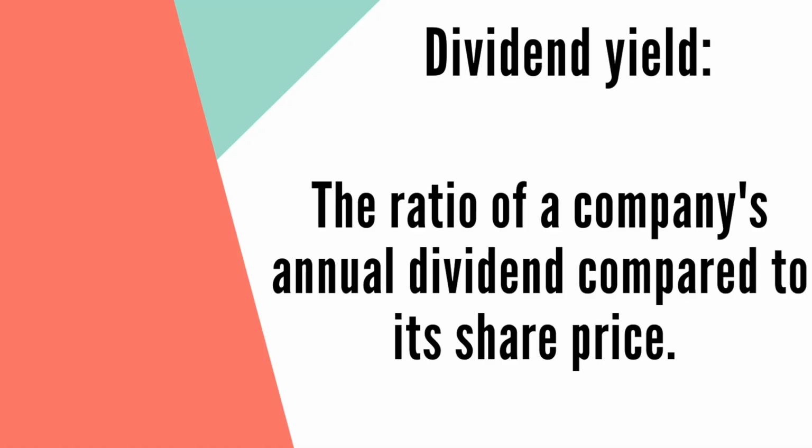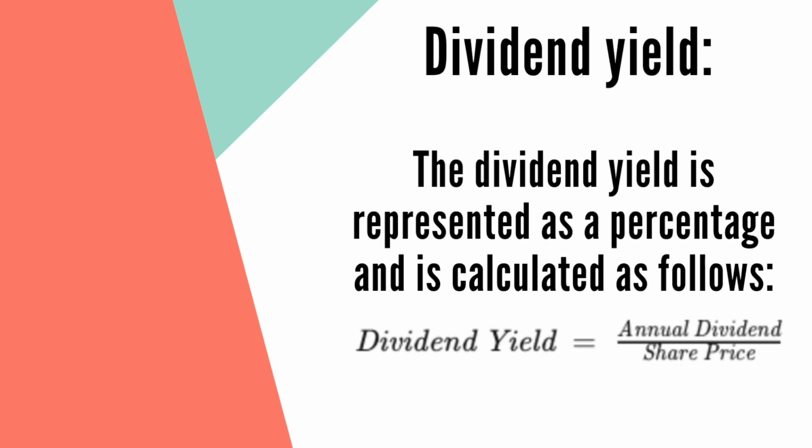So the first one is dividend yield. A dividend yield is the ratio of a company's annual dividend compared to its share price. The dividend yield is represented as a percentage and is calculated as follows. Dividend yield equals annual dividend divided by the share price. And we're going to get into this in a little bit, so stay tuned. I'm going to show you a breakdown in Robinhood of how to calculate a dividend yield.